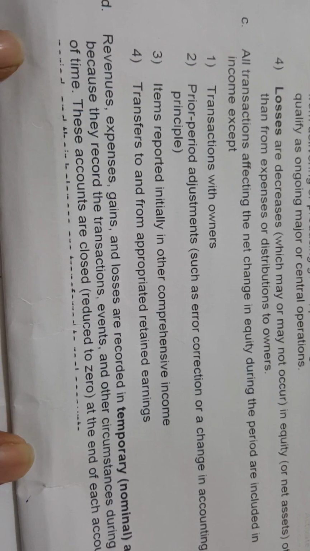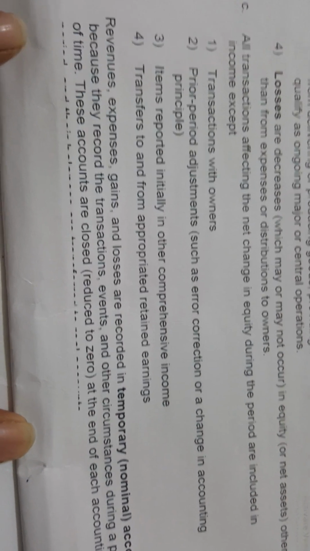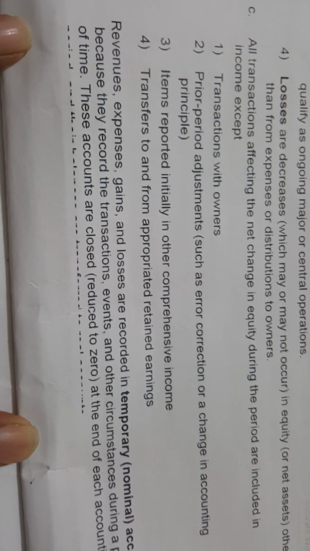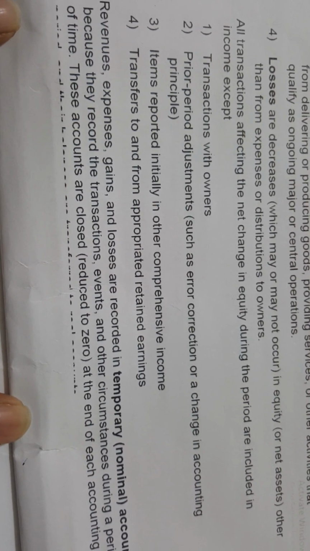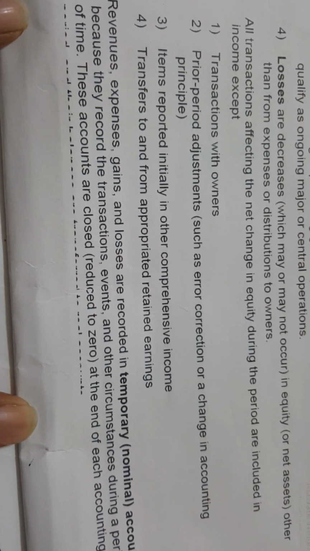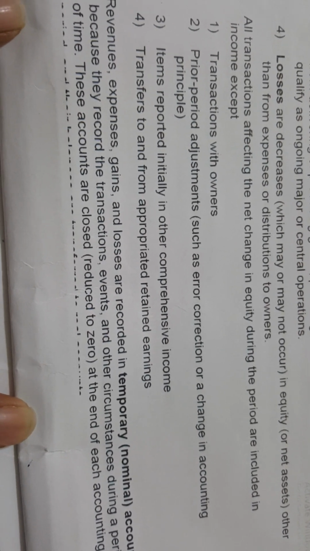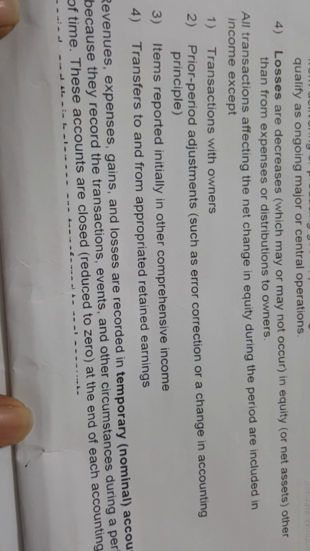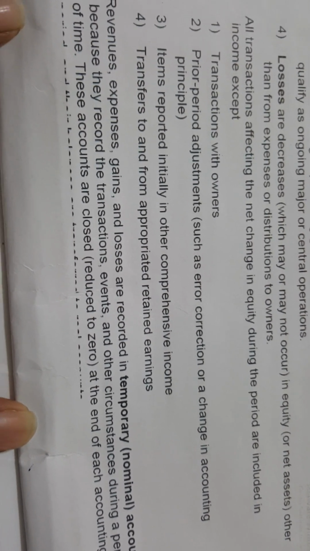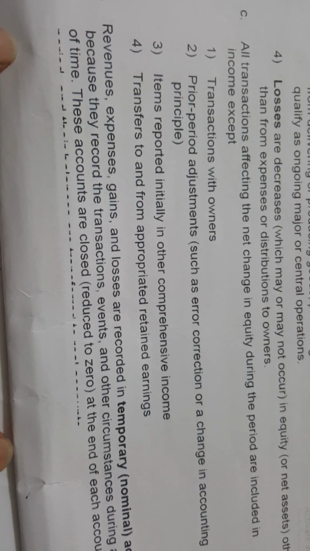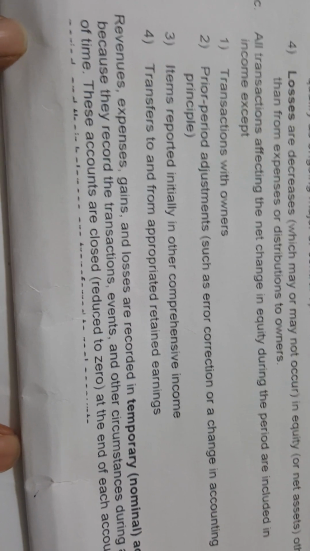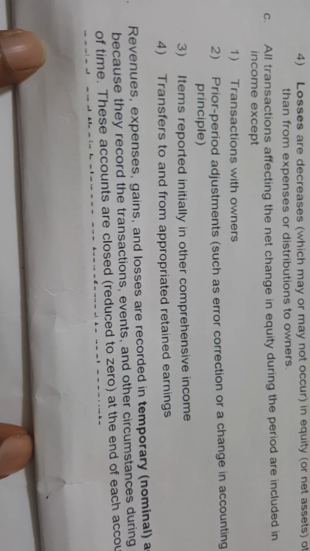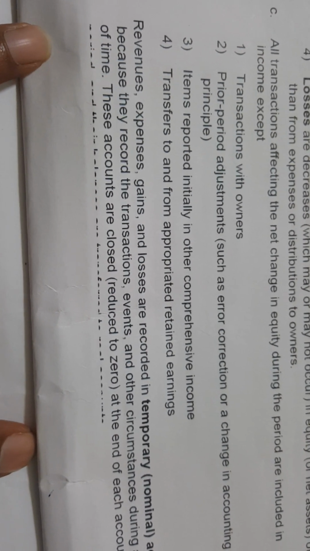So these transactions, as a transaction with the owner, are not expected to be in the income statement. Prior period adjustments, where we had made some adjustment before, are not affecting it, such as error corrections or changes in accounting principles. Items reported initially in other comprehensive income, which you have already added there, are not included here. Transfers to and from appropriated retained earnings, once transferred, also have no effect here.